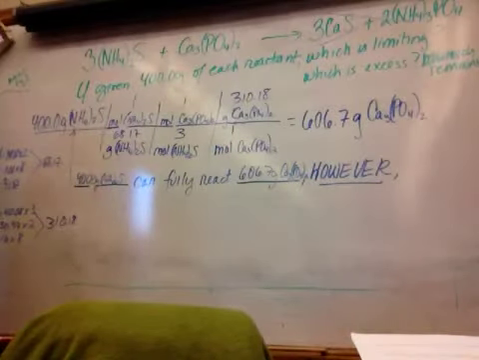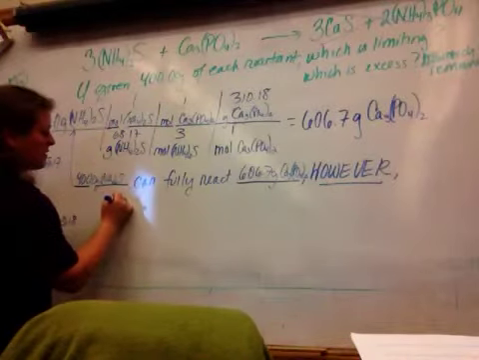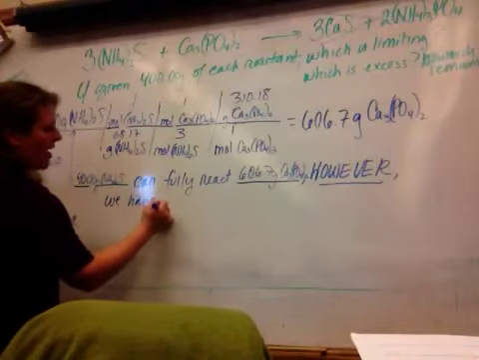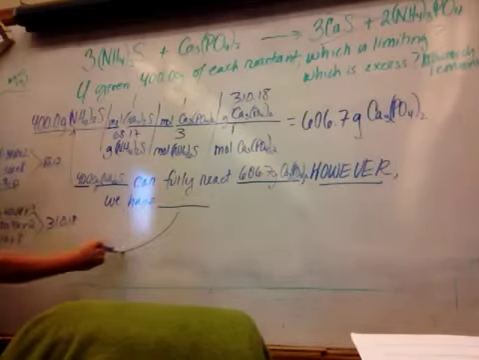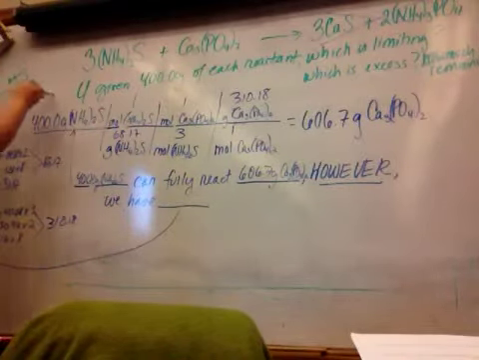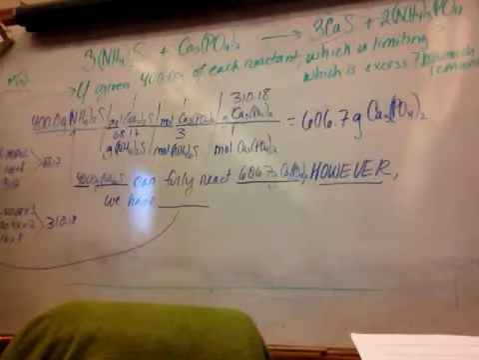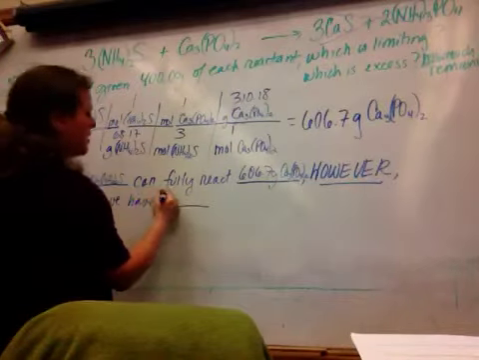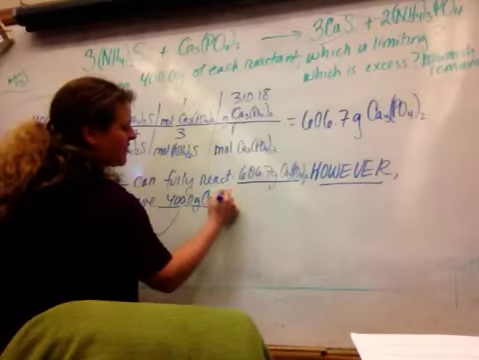However, the next part of this is we have blank. And you're going to get this number from going all the way back up to what you were originally given. Okay? So how much calcium phosphate were we given originally? 400 grams. But we have 400 grams of calcium phosphate.